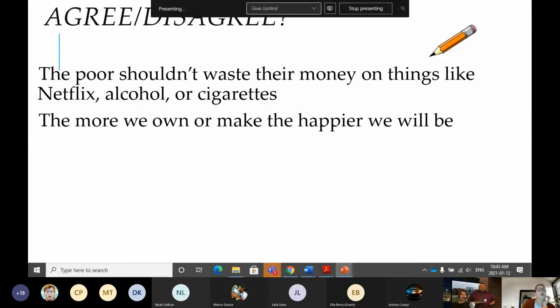What's the next point? The more we own or make, the happier we will be. Agree or disagree? Disagree? Depends on the person. All right, interesting. Owen, you're chatting in the wrong meeting, just so you know.